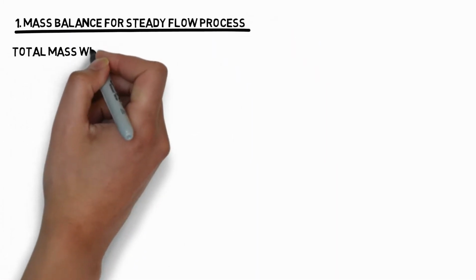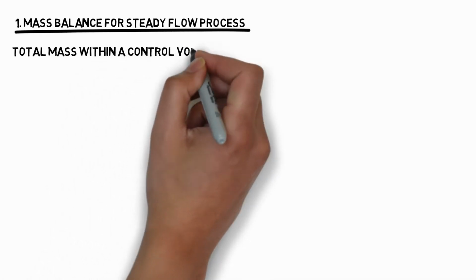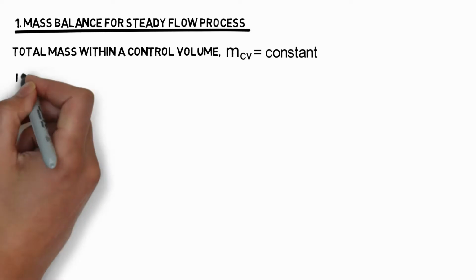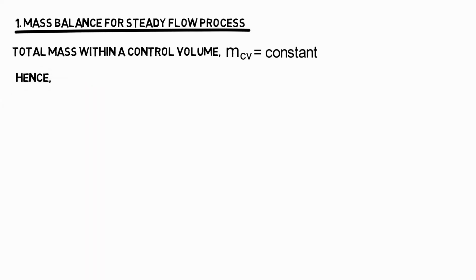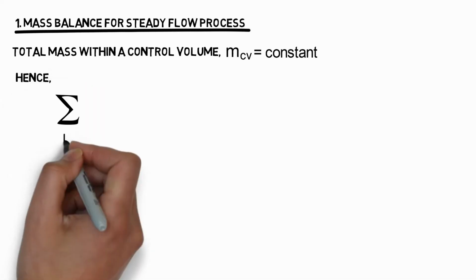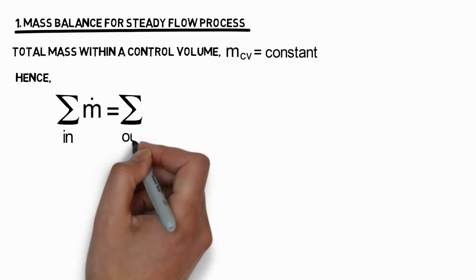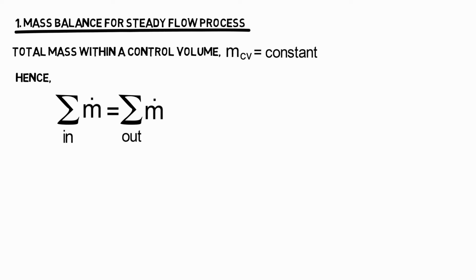Mass balance for steady flow processes. During a steady flow process, the total amount of mass contained within a controlled volume does not change with time. Hence, the conservation of mass principle requires the total amount of mass entering a controlled volume equal the total amount of mass leaving.